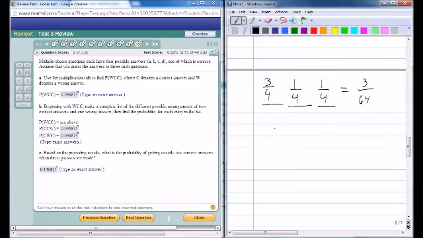Alright, so we have wrong, correct. We want to know the different possible arrangements of 2 correct answers and 1 wrong. So we could get the first one wrong and the next 2 correct. We could get the first one correct and then the next one wrong and then the last one correct. And there should be one other. Let's see, you could go correct, correct, and then wrong. The probability for these are all going to be the same because you're multiplying. It's just these probabilities will be in different orders. So it's going to be 3 out of 64 each time.